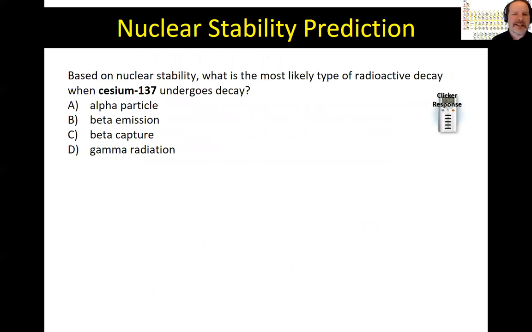All right, let's go back to our example with cesium-137. What kind of decay would that one go under? Remember, 137 was heavier than the atomic mass. So we would predict what? All right, hopefully you picked beta emission, and that is correct.